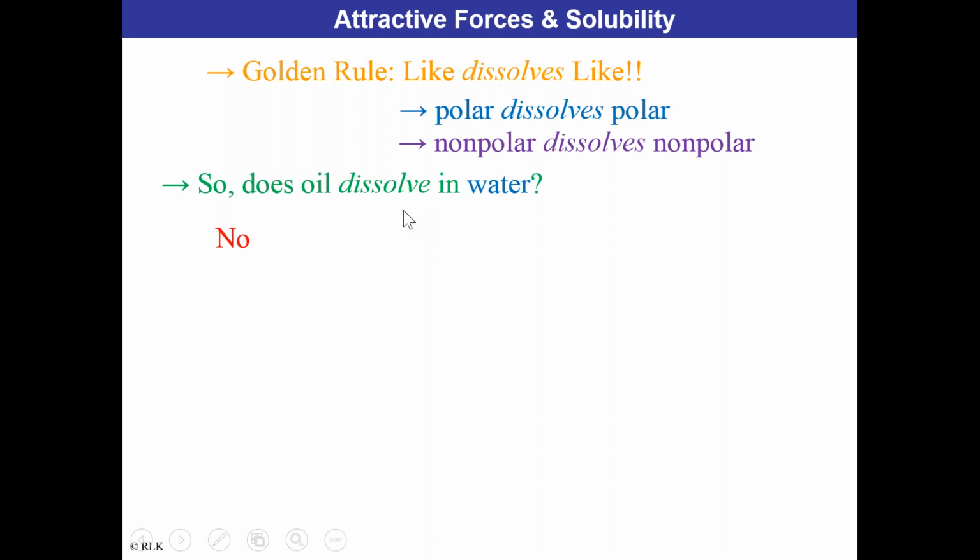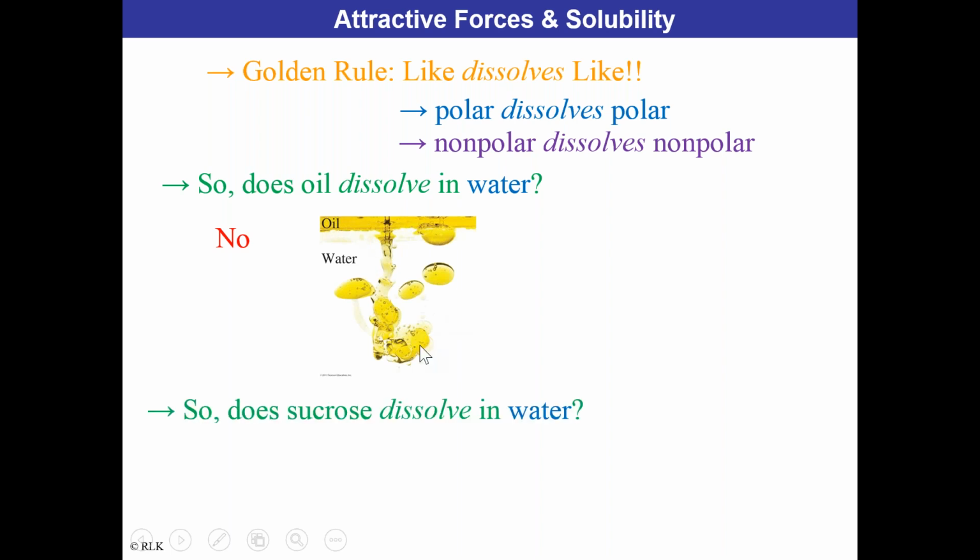If you were to look at oil and water, you know that oil and water do not dissolve. In fact, here's an image of some water, and the oil is the yellow. You can see the nice spheres that it forms.